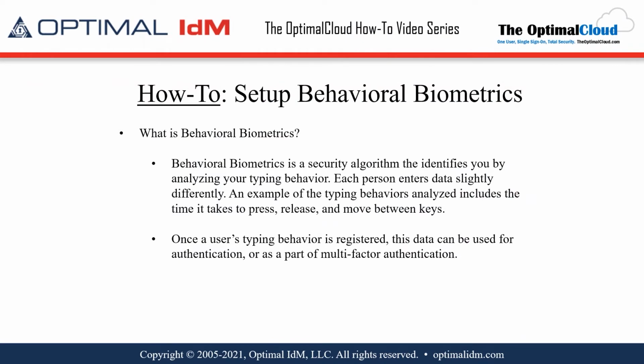In this video, we're going to tell you how to set up behavioral biometrics for authentication into the OptimalCloud. What is behavioral biometrics? It's a security algorithm that identifies you by analyzing your typing behavior. Each person enters data slightly differently. An example of some of the typing behaviors analyzed includes the time it takes to press, release, and move between keys. Now, once a user's typing behavior is registered, this data can be used for authentication or as part of multi-factor authentication in the OptimalCloud.